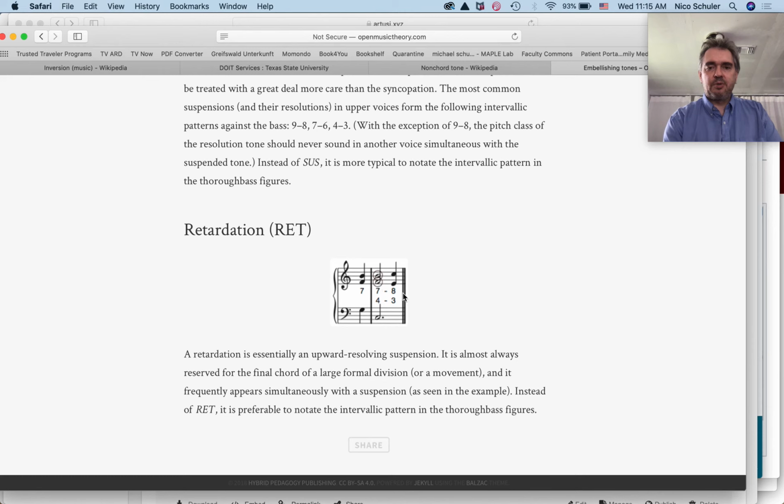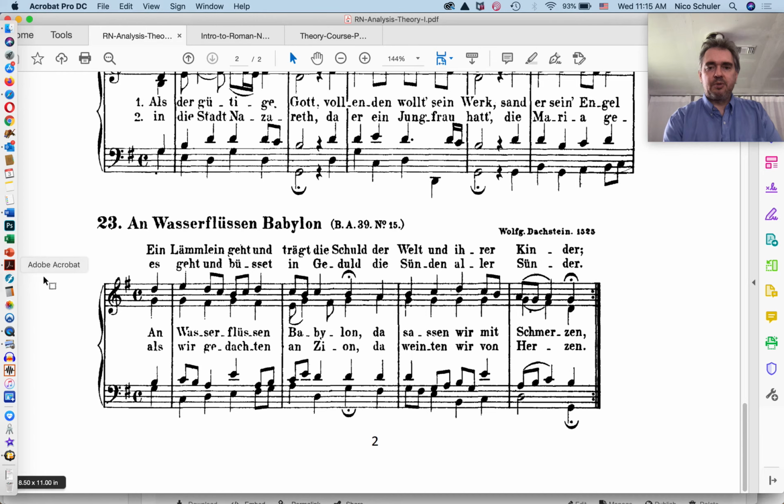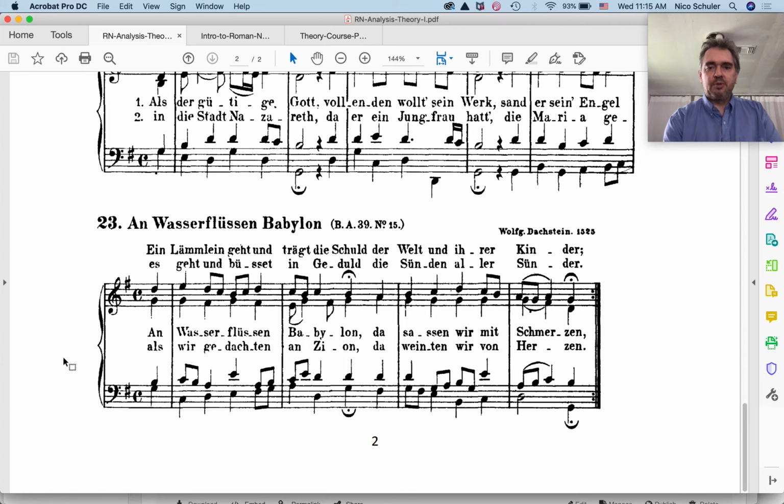If we now look at a real piece of music, this is a Bach chorale. Let me just play a little bit of it so we get something into our ears. We should always listen to music.